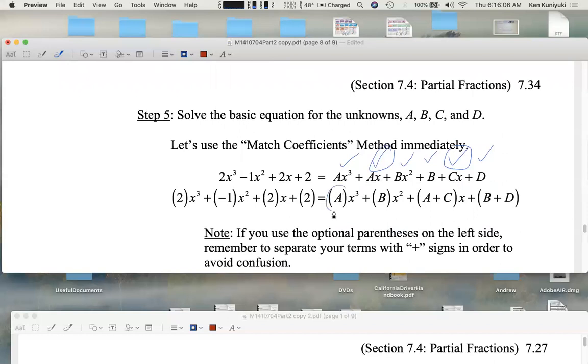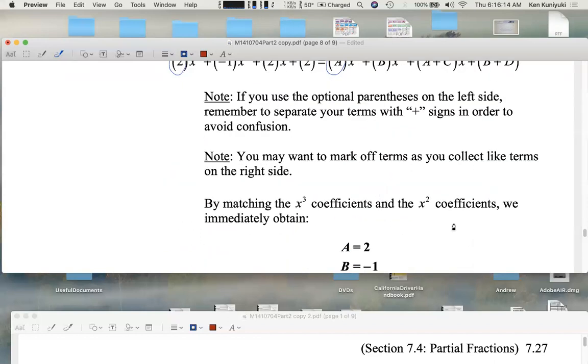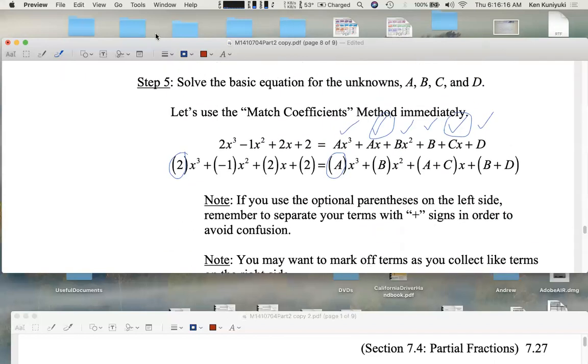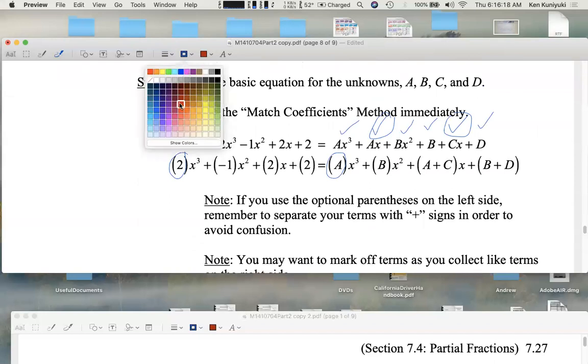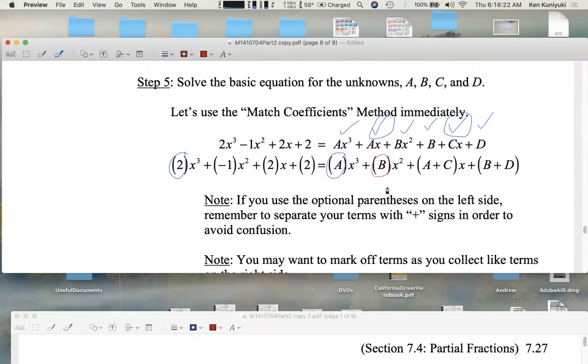The coefficient on x cubed here equals the coefficient on x cubed here. We're matching the coefficients on x cubed. A equals 2. That's how I got that, A equals 2. And then we match up the coefficients of x squared. B equals negative 1.